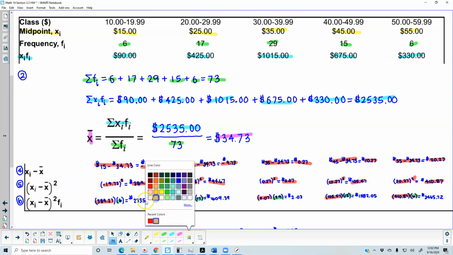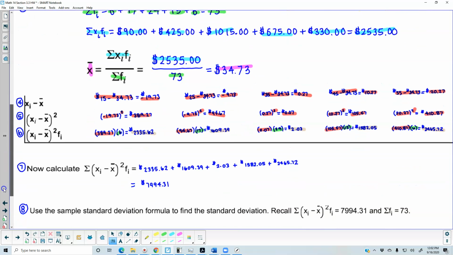So here is our result. Now that we found those results, we can determine the standard deviation. So we want to find the sum of all that. We're going to add up those numbers, and when we add them all up, we get a total of $7,994.31.